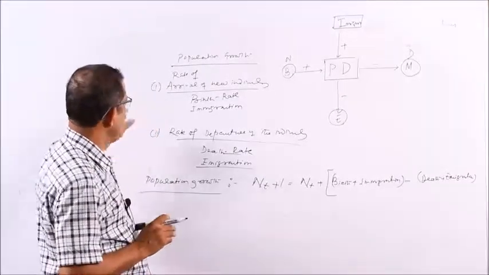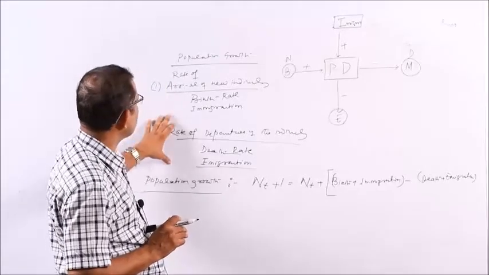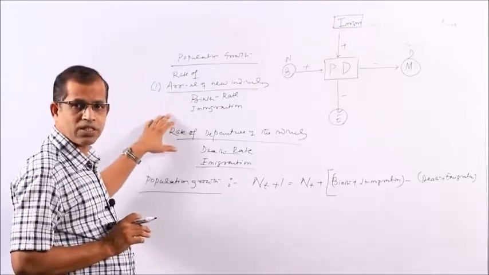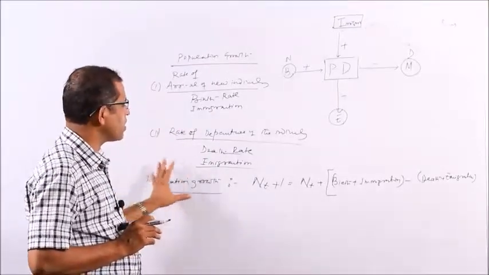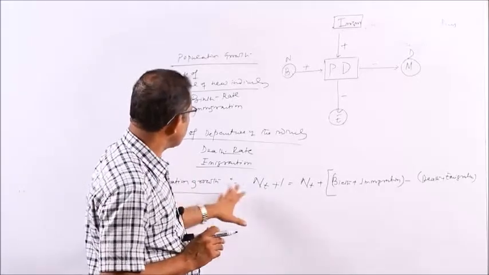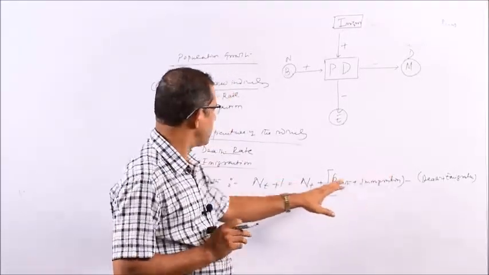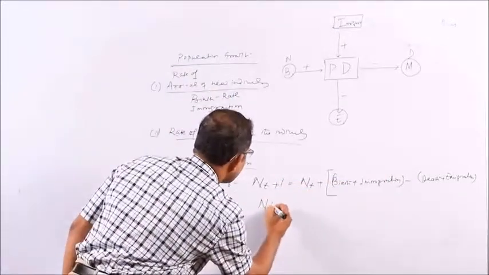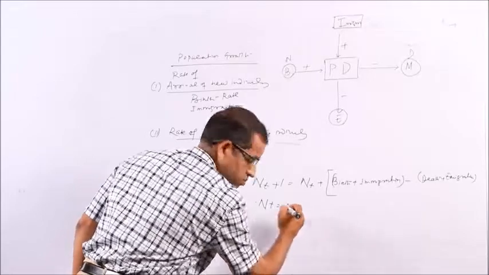Now, what we are discussing, the arrival of new individuals and the rate of departure of individuals, is going to determine that population growth. From that we are determining the equation: N(t+1) = N(t) + birth rate + immigration - death rate.